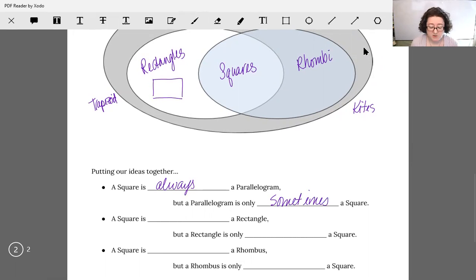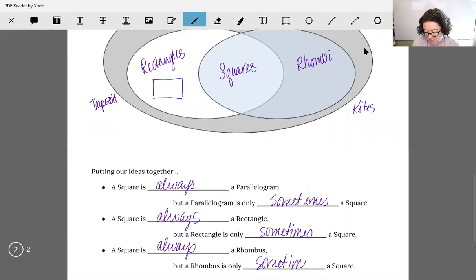Is a square a rectangle? Well, yeah, always. It has every single property that a rectangle needs. That subgroup of squares fits completely in that rectangle group. But if I reverse it, yeah, a rectangle is only sometimes going to be a square. Is a square a rhombus? Well, yeah, it's completely contained in that group. But is a rhombus always going to be a square? Only sometimes. Only depends on if it has all the other properties as well.